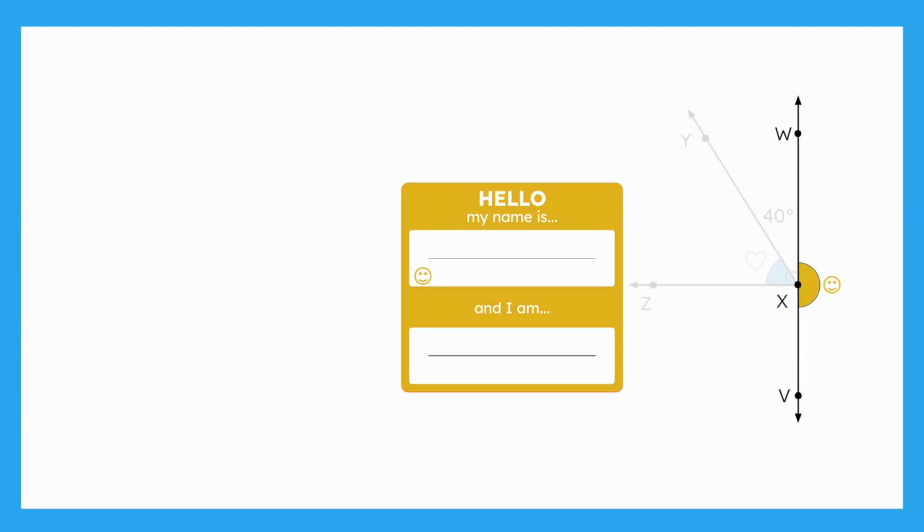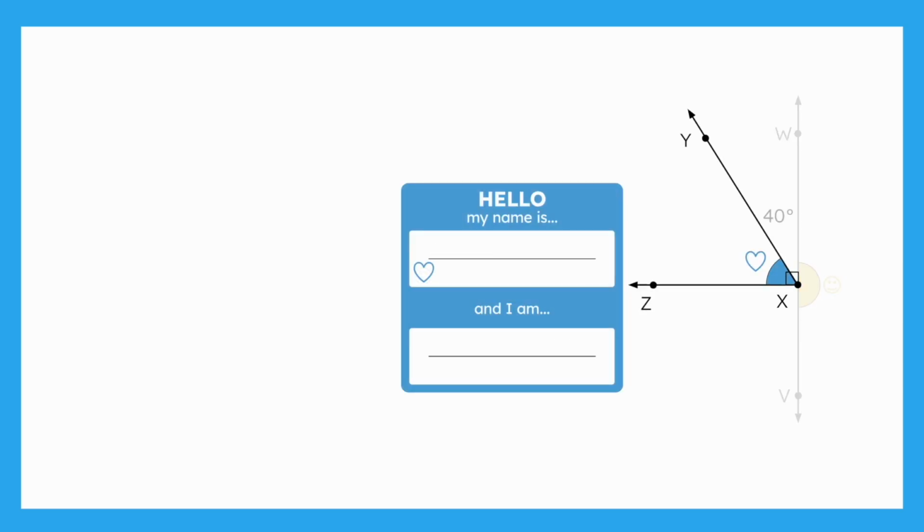Moving over to the other diagram, this angle could be called angle WXV or angle VXW, and it is a straight angle. The sides form a perfectly straight line, so we know its measure is 180 degrees. And finally, this angle could be called angle YXZ or angle ZXY, and it is acute since it's smaller than a right angle.